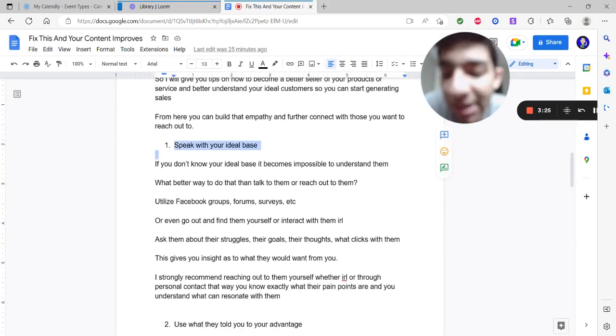Speak with your ideal base. If you don't know your ideal base, it just becomes impossible to understand them and who they are. So what better way to do that than actually to talk to them and reach out to them? You got to utilize Facebook groups and forums and surveys, but even go out to them yourself, like interact with them in real life. Try finding them. Try figuring out where they're going to hang out, whether it's real life or even online.